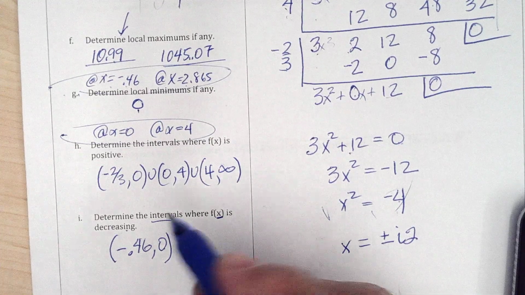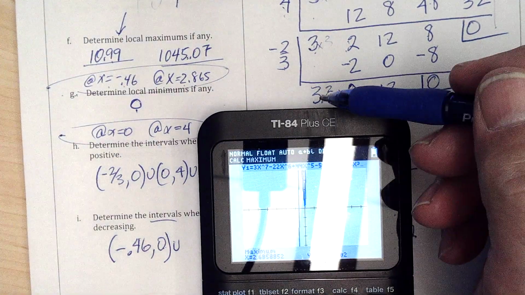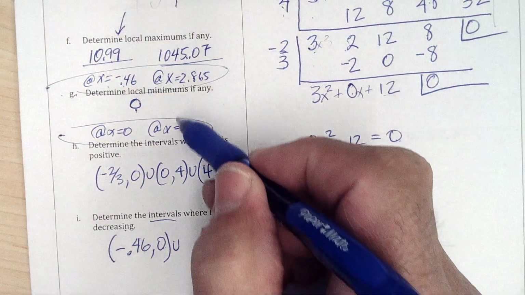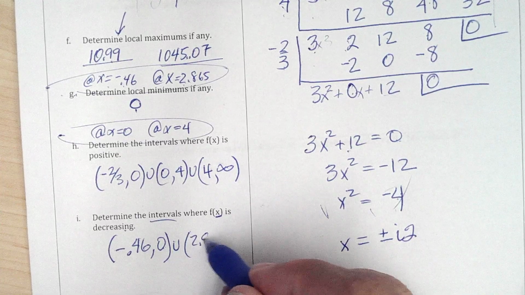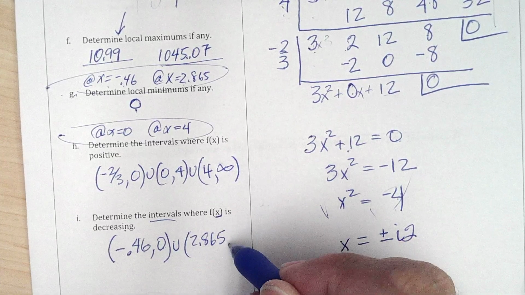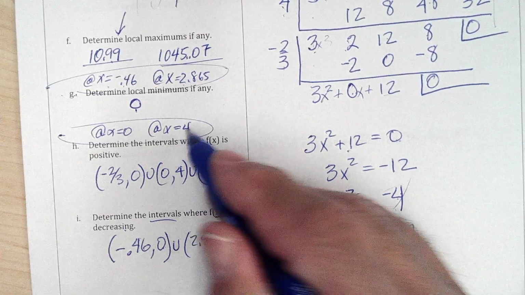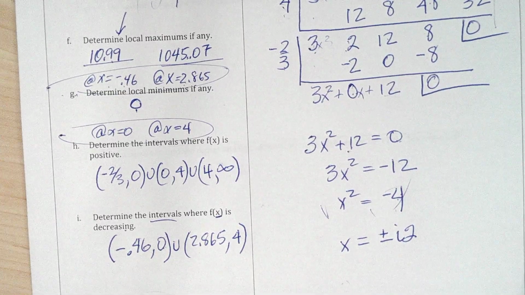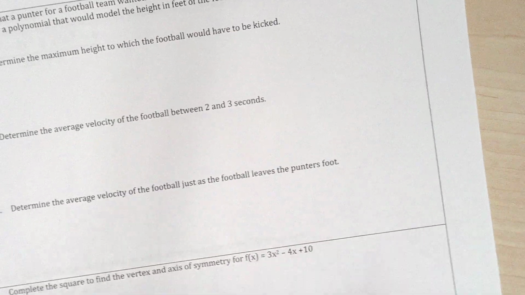Don't include these because it's changing at these places. And then it goes up until it gets to this other local maximum, then it comes back down. And that other local maximum was at 2.865. And it was coming down until it got to 0 height at 4. So we'll stop at 4, and then after that it increases. That's page 1. That's the most complicated and time-consuming one. The rest of these should go a little faster.